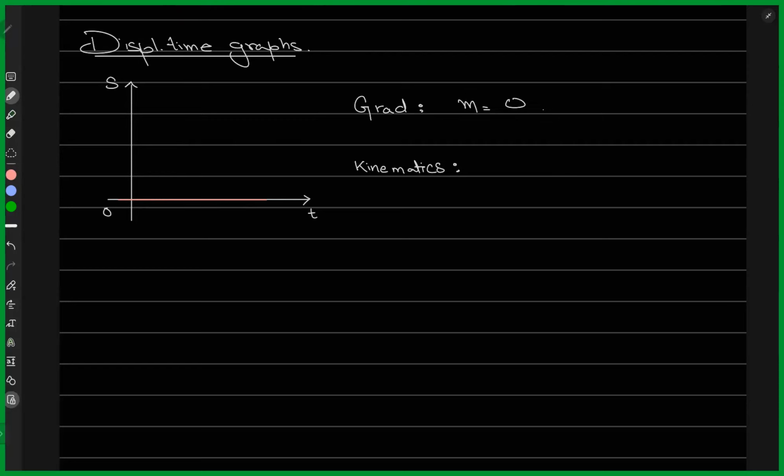Okay, what about the kinematics? What's happening kinematically? Well, you see that the gradient is 0, but that is just the velocity for a displacement-time graph, which means velocity is 0. So kinematically, the object is at rest. It's not moving at all, but it's at rest at this origin, not at some displacement, because on the displacement axis it lies still at 0. So the object is at rest at the origin.